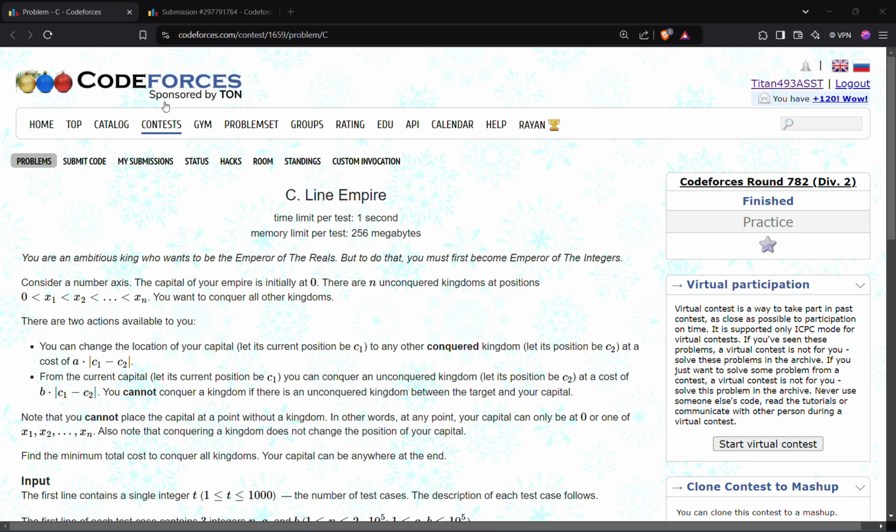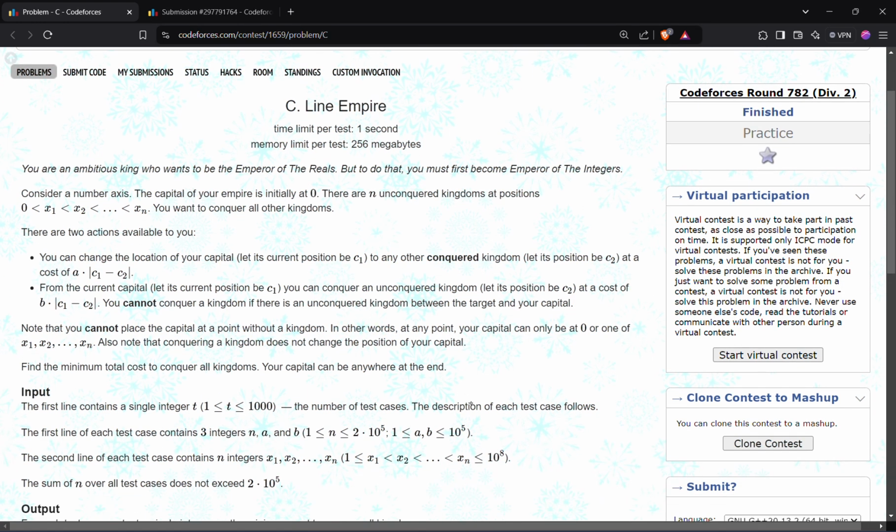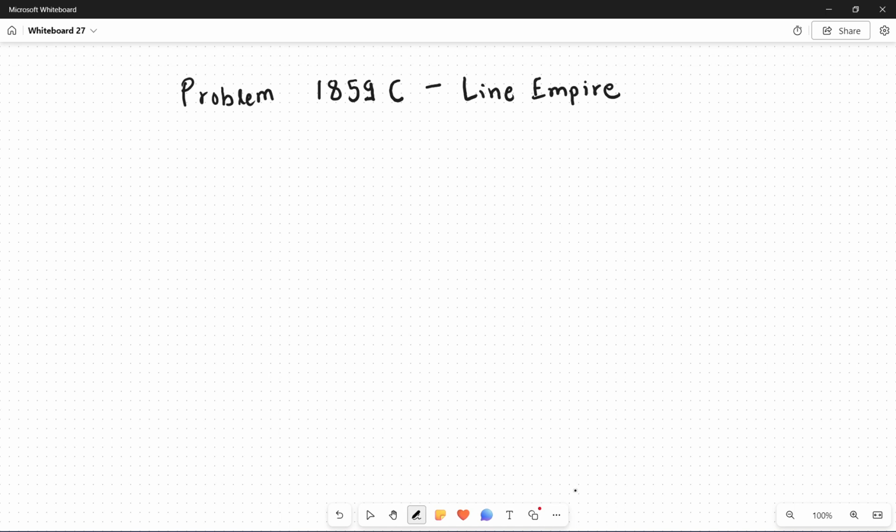So today we will be solving this question called the Line Empire from Codeforces. So the question states that, I'll basically explain the question real quick.